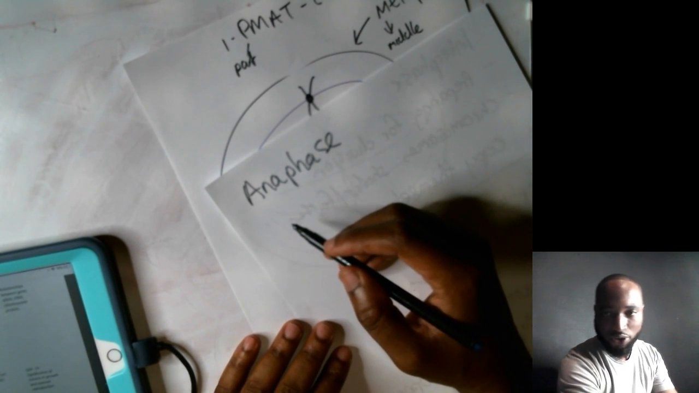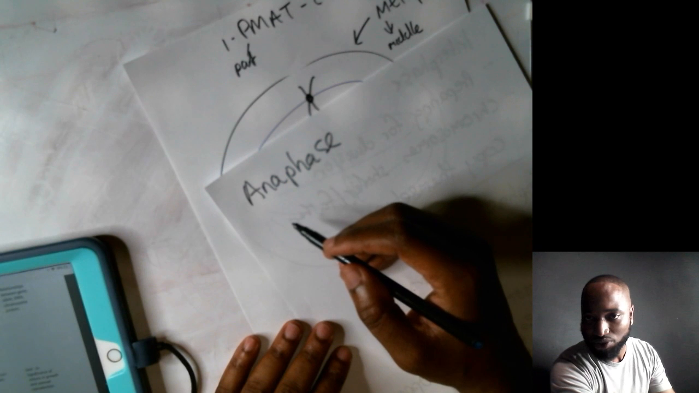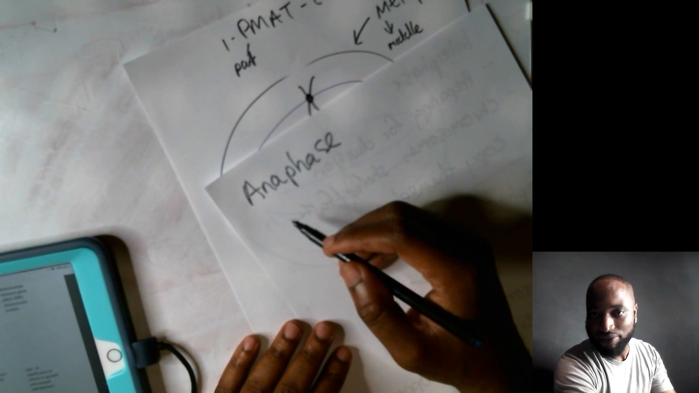And now let's tell me what going on in the anaphase. When the centromeres split, the spindle fibers will pull the chromatids by the centromeres to the opposite poles of the cell.